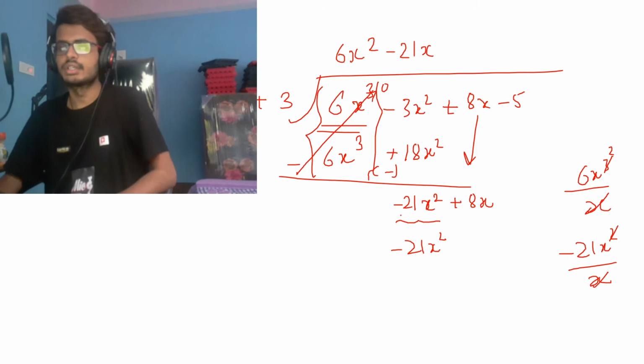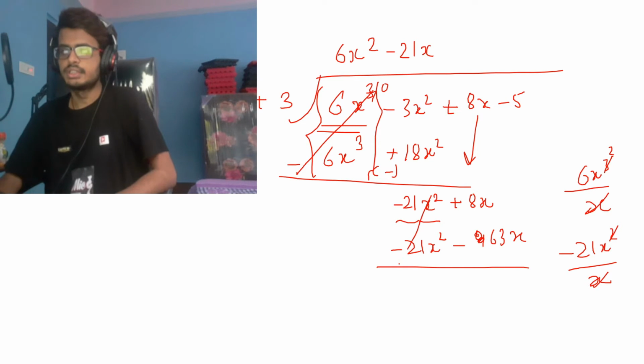Now you got 0 here, because when you subtract this you'll get 0. You don't need to care about the remaining thing. So minus into plus is minus, 21 into 3 is 63x. So this will be 0 again, and this will be plus. So 63 plus 8 is 71, I guess. Yeah, 71x. Now bring minus 5 down, minus 5.